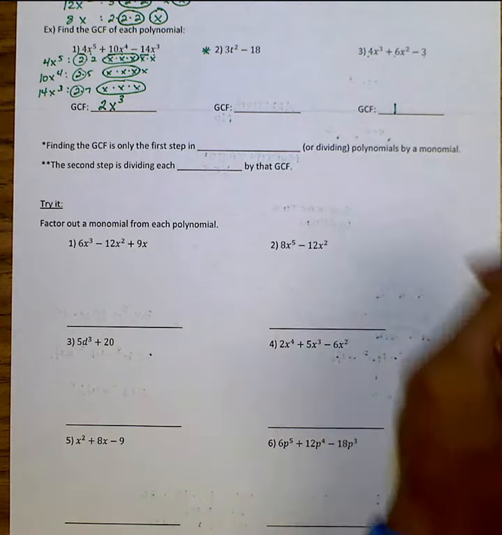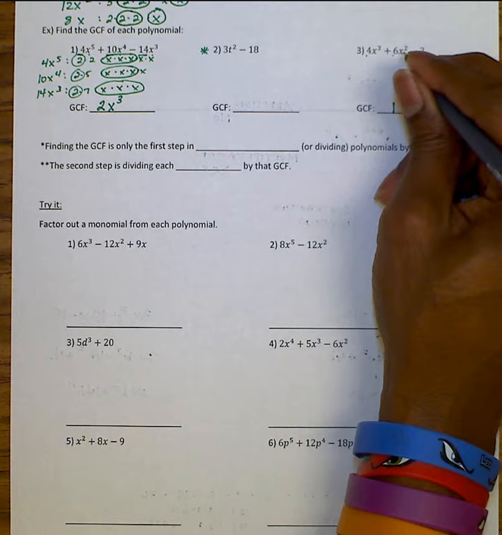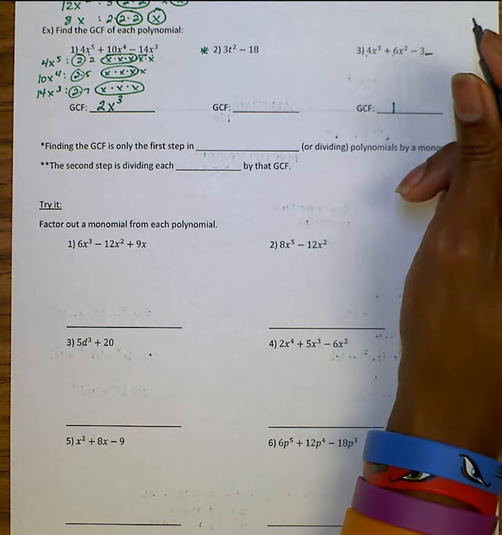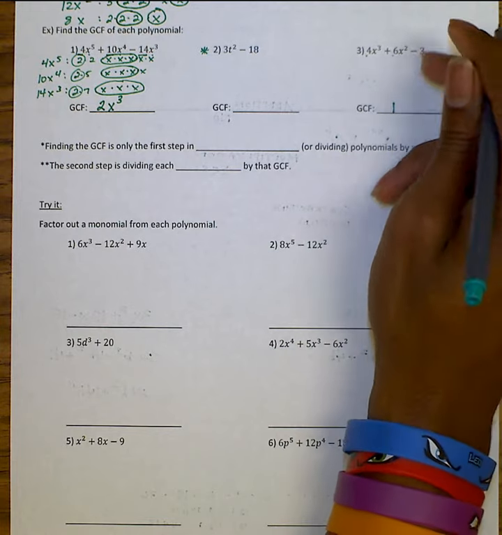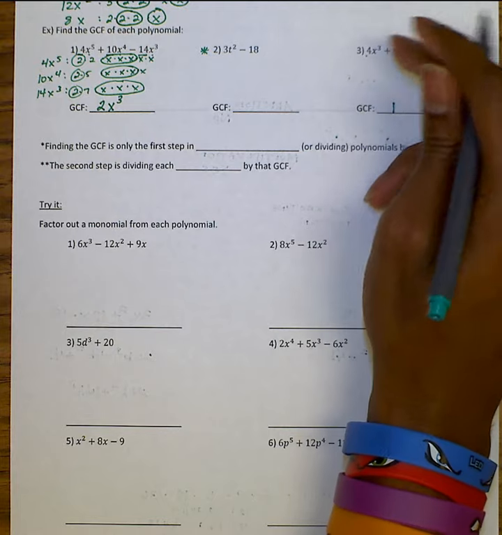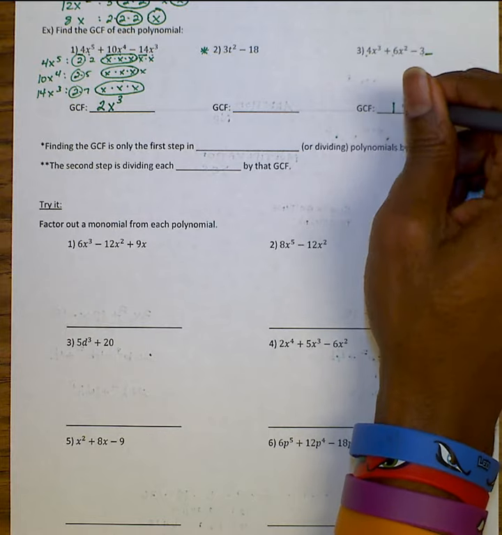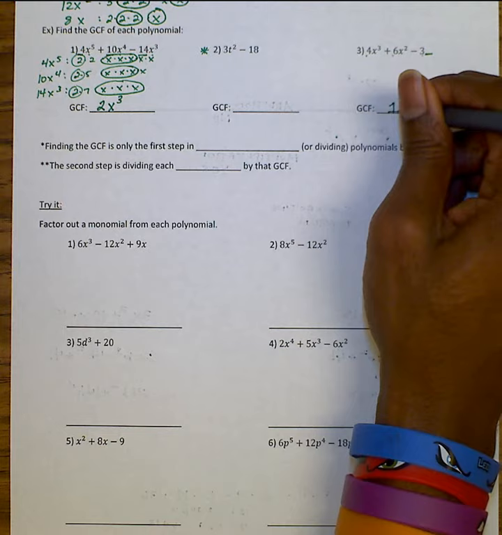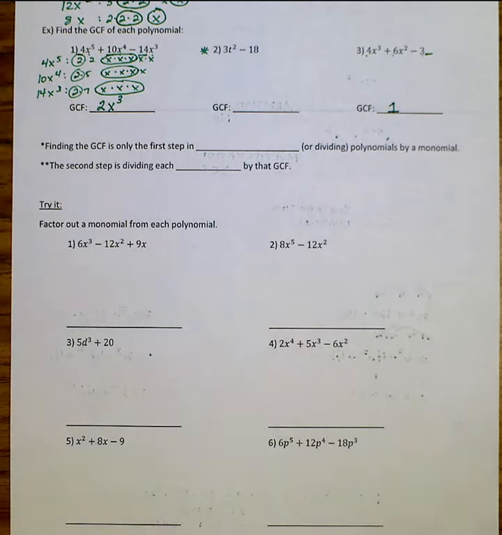As we look at the variables, we have x cubed, x squared, but there's no x here. So they don't have a variable factor in common. So our GCF here is just 1. And that's typically what we'll have if we can't factor.